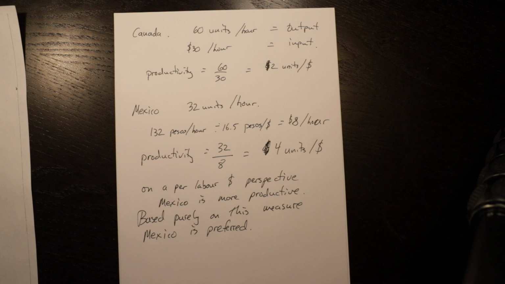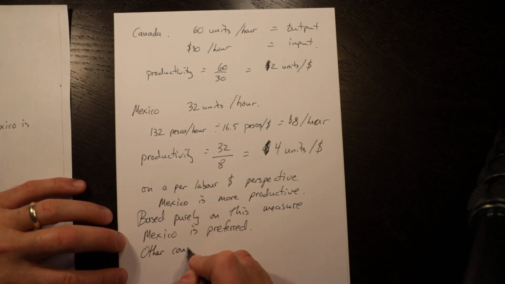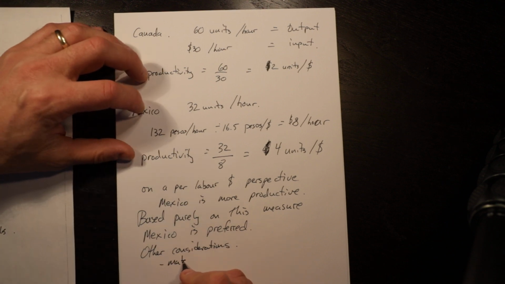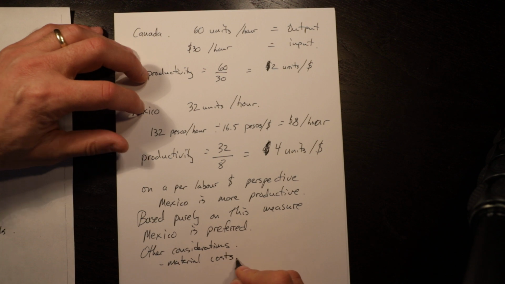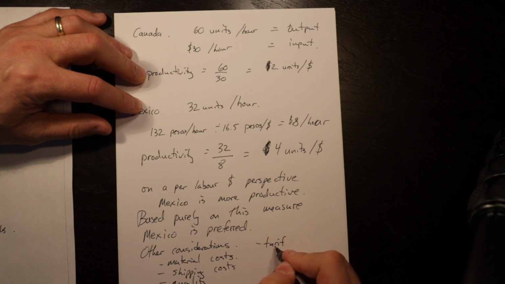I will repeat, as I often do, that in this case, as in all cases, the calculations can give us a number, they can give us insight, but they can't give us a decision. So in this case, from a productivity per labor dollar perspective, Mexico is preferred, but there are other considerations that we should think about. And they include material costs, shipping costs, quality, tariffs and taxes, and a variety of other things.